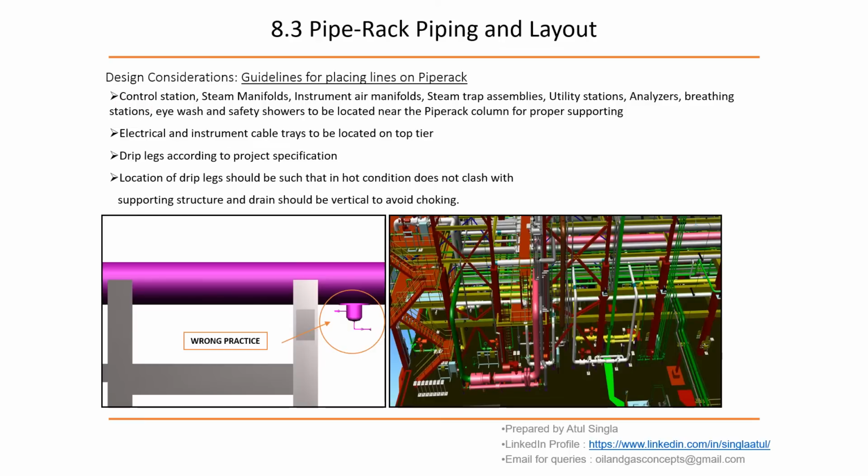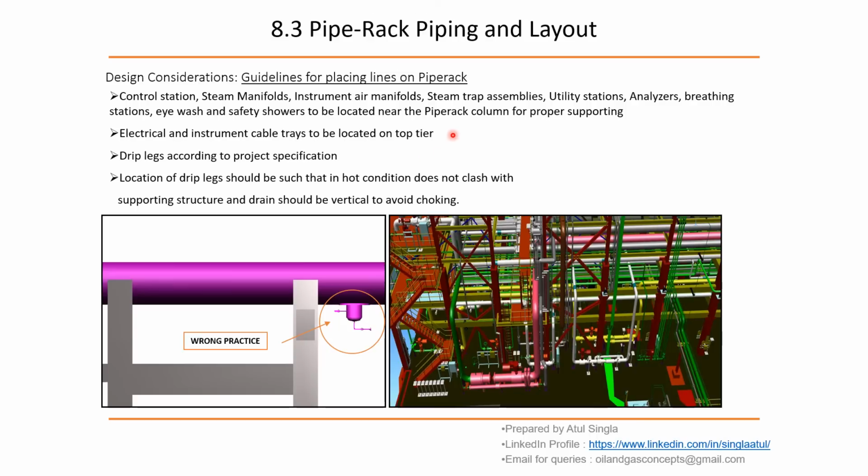In the same way, control stations, steam manifold, instrument air manifold, steam trap assemblies, utility station, analyzer, all these things we locate here. It is better if we locate all these things near the column, so that we can always plan supporting from these columns. That is a basic thumb rule.